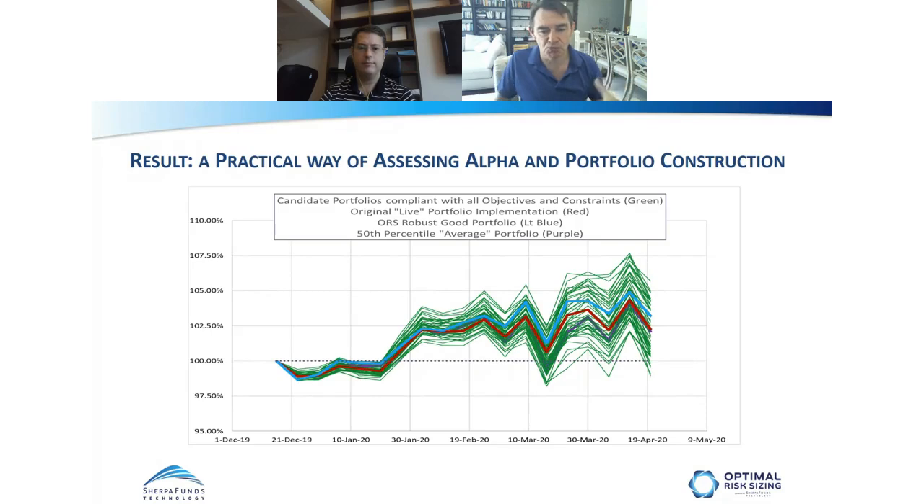The better set of portfolios that you can try and see how they go, the better you will be able to assess both the amount of alpha and how good your portfolio construction is. And that's the whole point. And that's where Sherpa comes in.